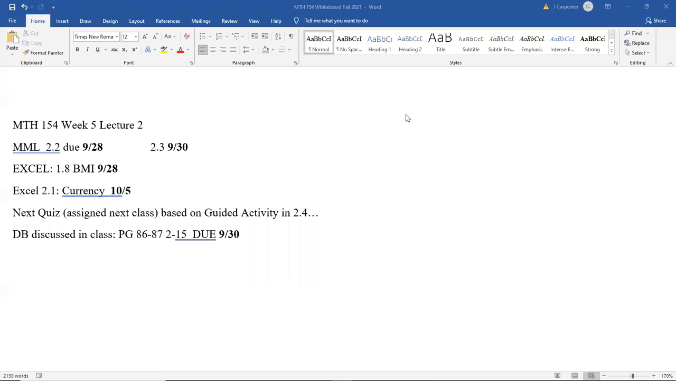Got our due dates on the whiteboard for the last little bit of class, 2.2, 2.3, my math lab homeworks. You could go ahead and start working on 2.4 homework if you like, but I'm not giving you the due date yet since we haven't finished the section. Remember your BMI is due on the 28th. Final warning, don't forget that multiplication table, addition table for practice if you haven't already done it 50 times. Currency will be the next Excel assignment, the 2.1, and then we'll assign that quiz and you still have your discussion board.